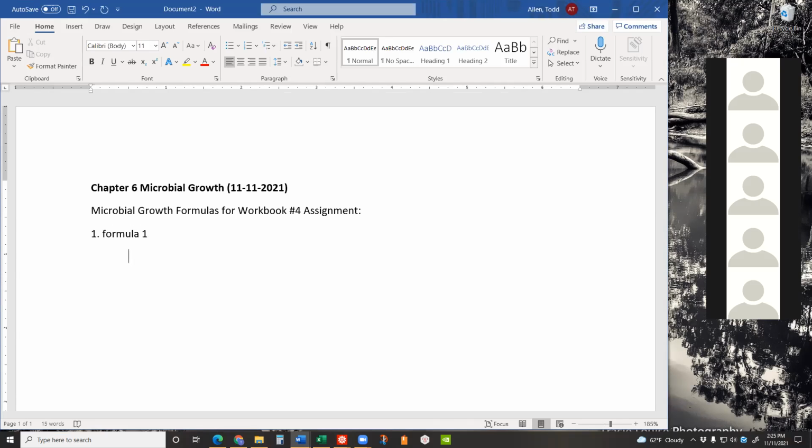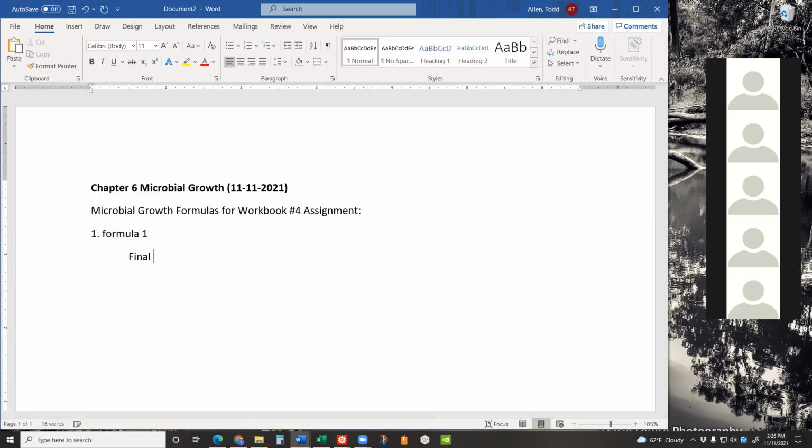Okay. So here's formula number 1. If we want to calculate the total number of cells that are present in a population after some period of growth, right? If we started out with 1,000 bacterial cells and we allowed them to grow for 10 hours, how many bacteria would we end up with? There are ways to deal with this. And that's part of what we're going to talk about in chapter 6 next week. So right now, I'm not going to lecture on it, just going to give you the equations, okay?